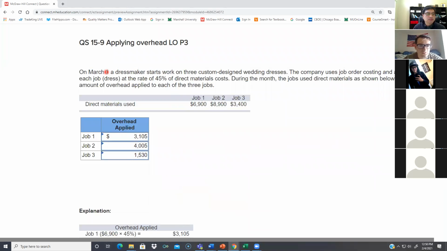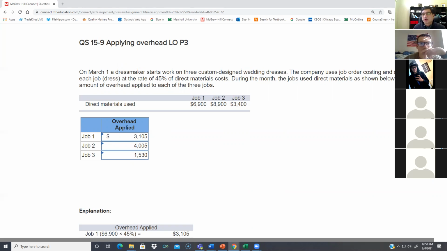On March 1, they have got 3 custom designed wedding dresses. So now this is a custom design. So you're basically going to use, obviously, if you're doing the wedding dresses, it has to be designed as per the person wearing it, right?